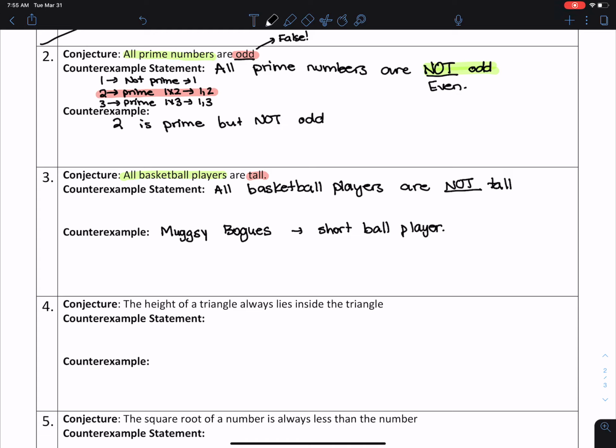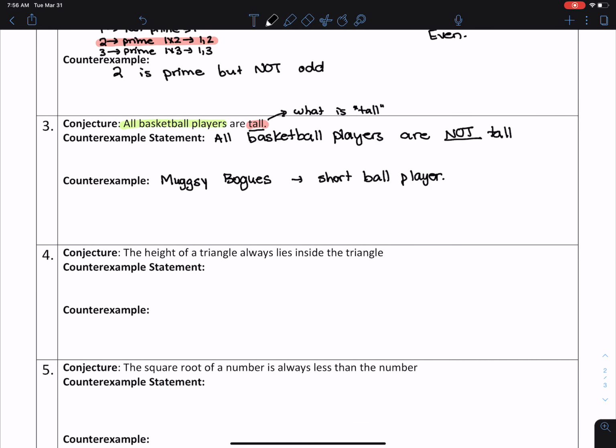Again, the whole point here is that we're looking for a statement where the green part is true, but the red part, the conclusion to the statement, is not true. So we're finding something that's not tall. The other kind of weird thing in this example is you have to be careful, because what do we define as tall? It's a little weird, but it still gets you to the idea that we're looking for a basketball player that's not tall. Somebody that's not tall is Muggsy Bogues, and he's known to be the shortest ball player.